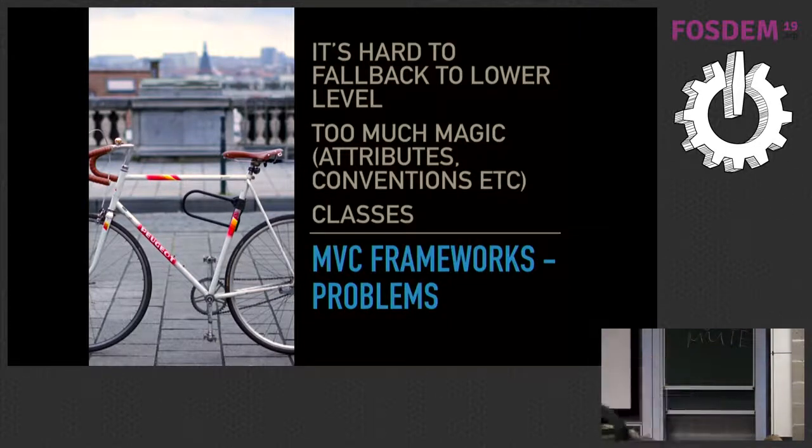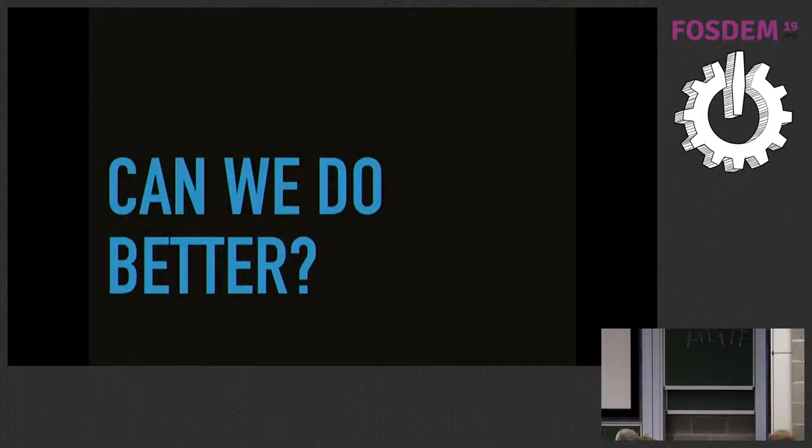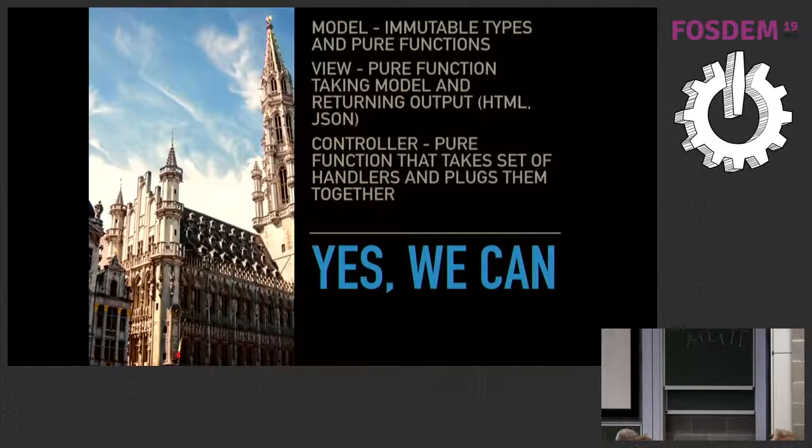So stuff like attributes in ASP.NET MVC, where you can only use reflection to get access to them if you are building your framework or extension to the framework, this is bad. Conventions, they may be good, they may be bad, but if they are failing, then something may go wrong. And of course, classes. So the question is, can we do better? And I guess, yes, we can.